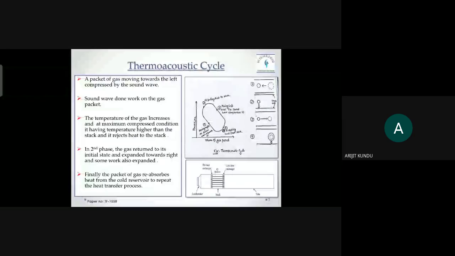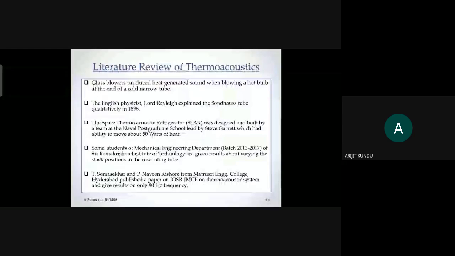So this is the basic thermoacoustic refrigeration cycle. Now, the literature review of thermoacoustics. Thermoacoustic induced oscillation was observed centuries before. Glassblowers produced heat-generated sound when blowing a hot bulb at the end of a cold tube. Brian Higgins first observed the heat energy conversion into sound wave.